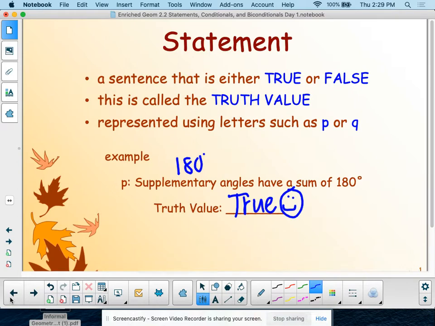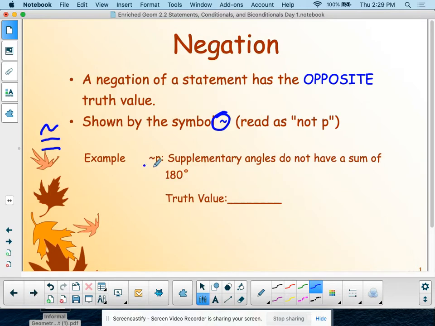So on this last example, do you guys see how we had P and then we said supplementary angles have a sum of 180? This one is saying not P. So it is saying supplementary angles do not have a sum of 180. What would the truth value be to that? Well, we know this would be false. As previously stated, we know supplementary angles do have a sum of 180. So this is false.